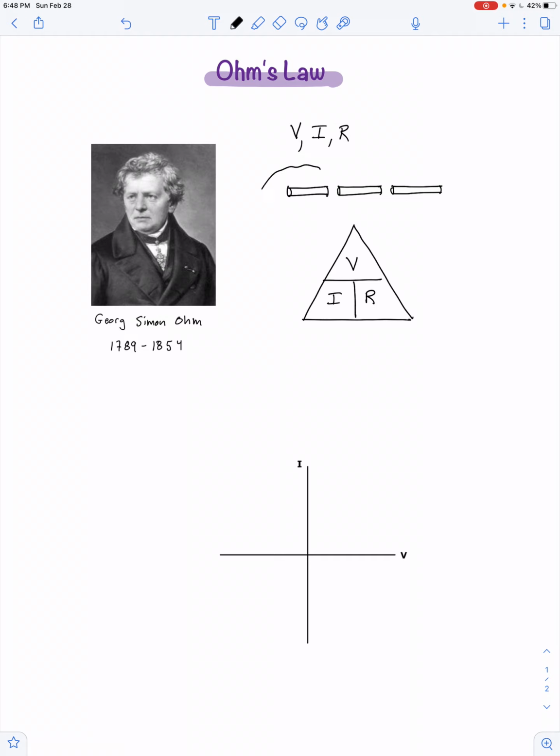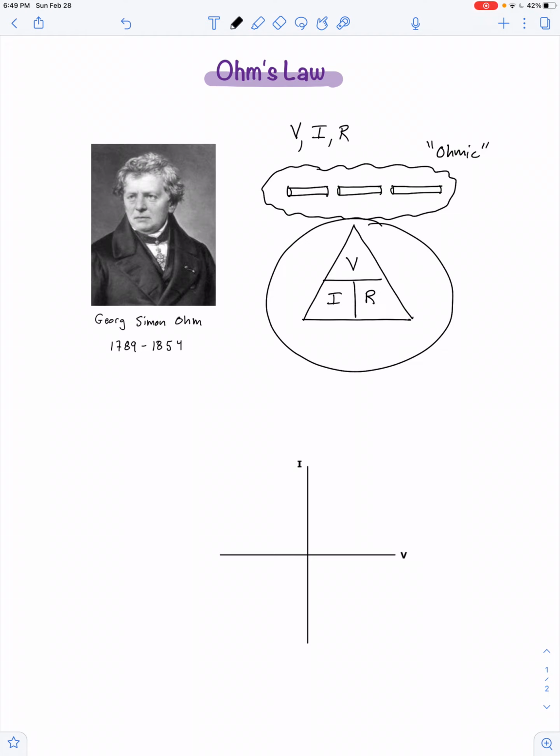Now, the experiment was done based on the conduction of electricity in metal wires, and metal wires are quote-unquote ohmic devices. So an ohmic device is any device that follows this law. Not all materials are ohmic.